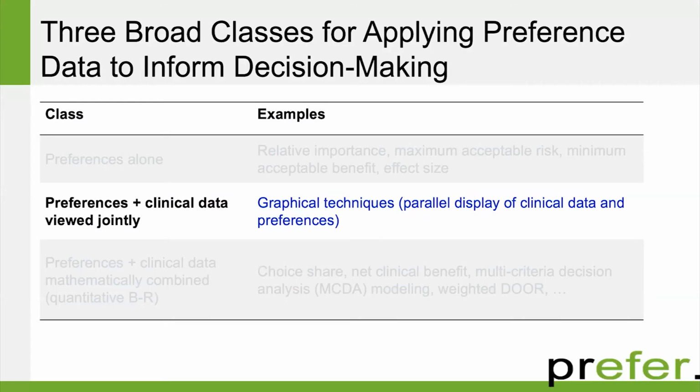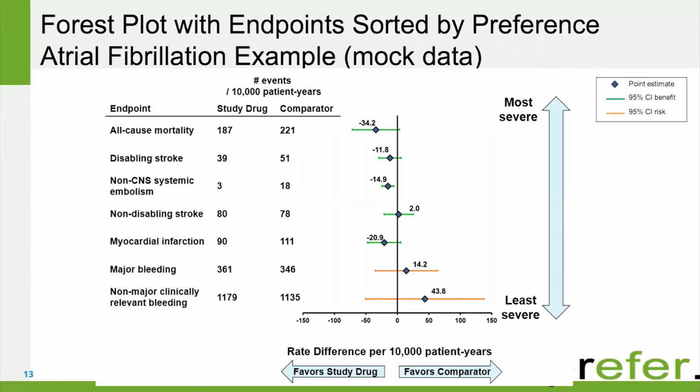So those were methods of using preferences alone to inform a decision. Now, when you start bringing in the clinical data, you can start looking at this information together. And typically, these are graphical techniques. So next slide. So here's a forest plot in an anticoagulant with mock data. So each row is a different endpoint. The minus 34.2 means if you have 10,000 patients treated for a year, there'd be 34.2 deaths due to any cause on the study drug versus the comparator. So anything on the left favors the study drug.